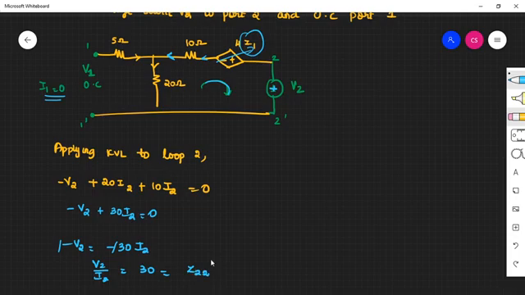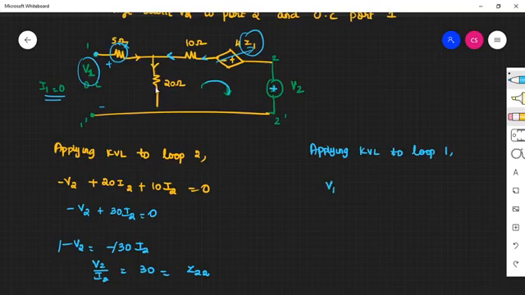And the last value to find is Z12, so let us apply KVL to loop 1. Applying KVL to loop 1, what do we get? So we have a voltage which is present here. When it is open circuit, a voltage will exist. So we will be getting V1. Across this is connected to an open end, so no voltage will flow.